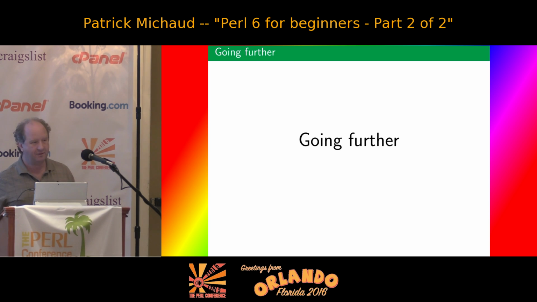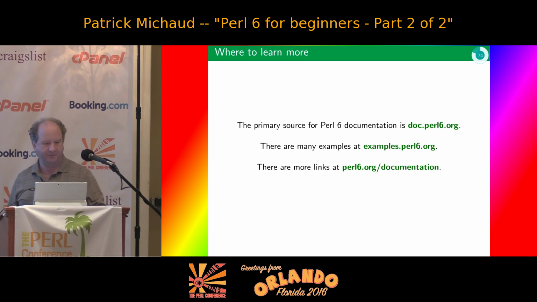If you want to go further, there are several places you can go. The primary source for Perl 6 documentation, and the folks who are working on this are astounding. I mean, multiple commits per day to perl6.org. They are really fleshing out the entire documentation, and an undocumented feature to them is a bug. So go to doc.perl6.org. It's really nice. It's very searchable for keywords and classes. It shows you class hierarchies and does a lot of stuff like that. There are examples at examples.perl6.org. There are more links for documentation at perl6.org/documentation.